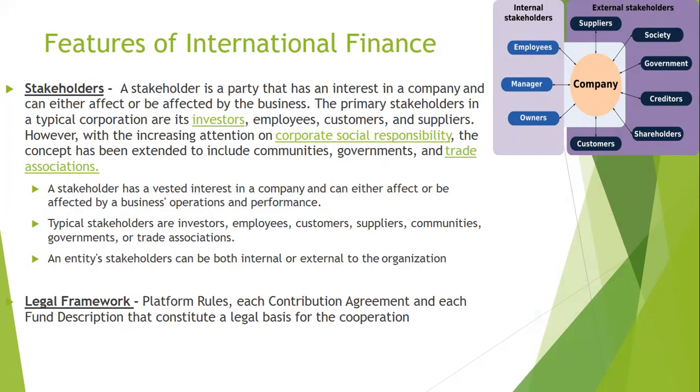Typical stakeholders are the primary ones: investors, employees, customers, suppliers, and because of corporate social responsibility, the communities, the governments, and trade associations. Entity stakeholders can be both internal or external to the organization. You can see on the right side of your screen the internal and external stakeholders. The internal are the employees, managers, and the owners or the investors. And of course, the external stakeholders are the suppliers, society, government, creditors, shareholders, and of course, the customers.